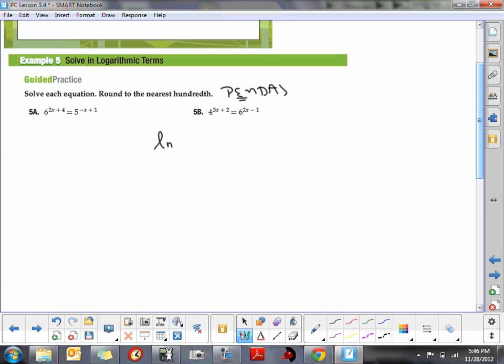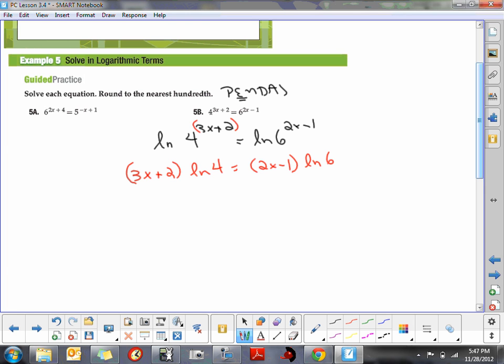So the natural log of 4 to the 3x plus 2 equals the natural log of 6 to the 2x minus 1. We're going to use our power rule. The power rule says the log of a power is the power times the log, so it's 3x plus 2. Make sure you keep that grouped. The natural log of 4 equals, then we got the grouping of 2x minus 1 times the natural log of 6. So you're applying the power rule. Now we're going to use our distributive property. We're going to have to distribute, and we're going to have to eventually get our x's on the same side. So this is going to be 3x times the natural log of 4 plus 2 times the natural log of 4 equals, and this is going to be 2x times the natural log of 6 minus the natural log of 6.